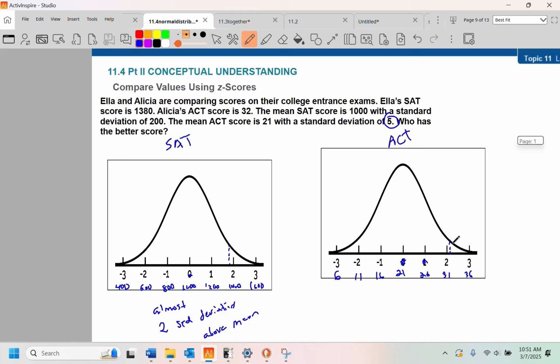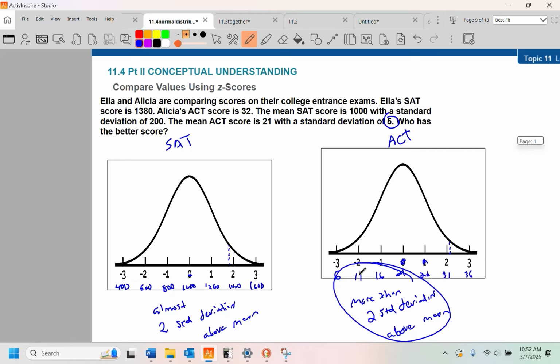And a 32 is over here to the right of 2. So she is more than 2 standard deviations above the mean, above average. So who did better? Alicia did, because she's more standard deviations above average. So Alicia has the better score.